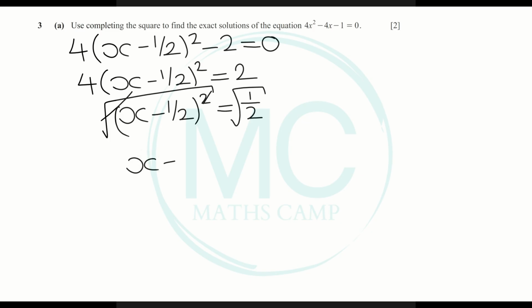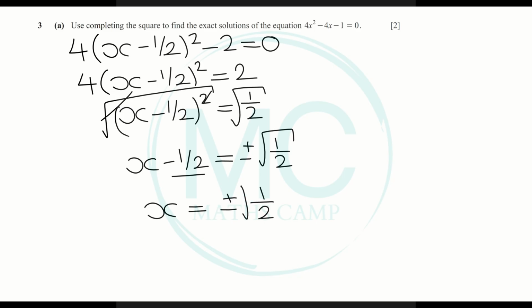I have x minus 1 over 2 is equal to, we need to consider the positive and negative root. You can say plus or minus 1 over 2 under a square root. To get x by itself, I need to move this 1 over 2 to the right. So as my final answer, I get x is equal to positive or negative 1 over 2 under a square root plus 1 over 2.